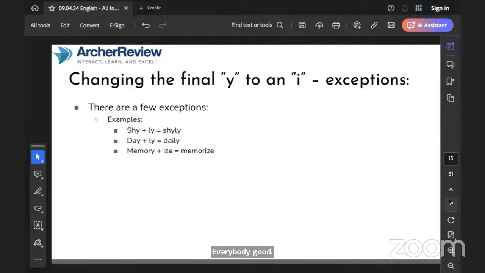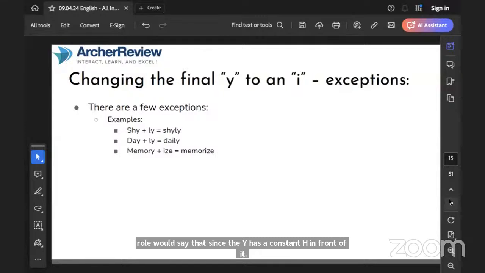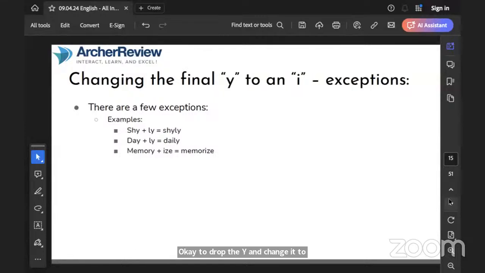A couple more exceptions to changing the Y to an I. A couple exceptions would be words like shyly. The rule would say that since the Y has a consonant H in front of it, I'm okay to drop the Y and change it to an I. However, it's just a general exception that we don't drop it. So you leave it SHYLY. But with daily, this is just another random exception. The rule would be that with DAY, because the Y has an A in front of it, I would leave the Y and then add my suffix, but this one changes. DAILY.